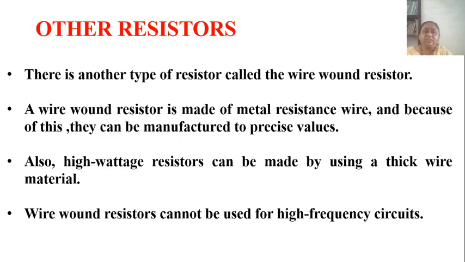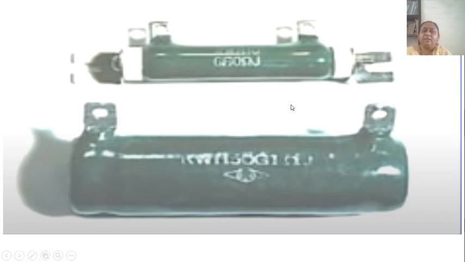Now the other resistors. There is another type of resistor called the wire-wound resistor. A wire-wound resistor is made up of metal resistance wire, and because of this they can be manufactured to a precise value. Also high wattage resistors can be made by using a thick wire material. Wire-wound resistors cannot be used for high frequency circuits. The figure shows the wire-wound resistor.